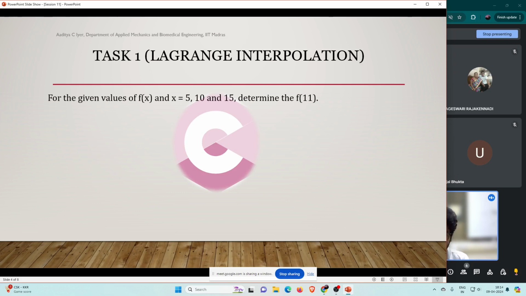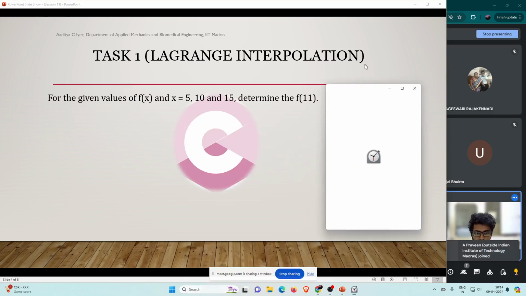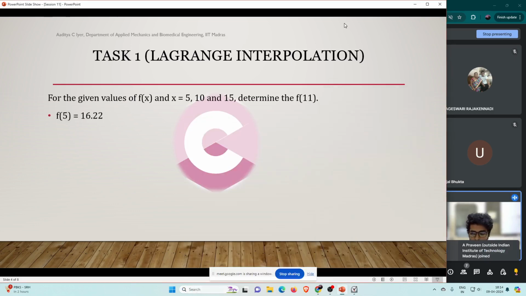So first we have Lagrange interpolation. I have a function f of x and I know its values at x equals 5, 10 and 15. It is a basic math problem that you can easily do. Just note it down, but it will be there on the screen anyway. f of 5, the value of the function at x equals 5, is 16.22, f of 10 is 10.97 and f of 15 is 1.41.